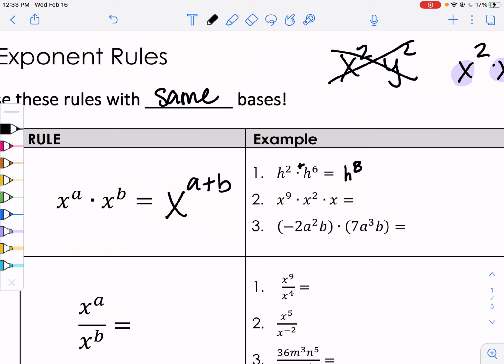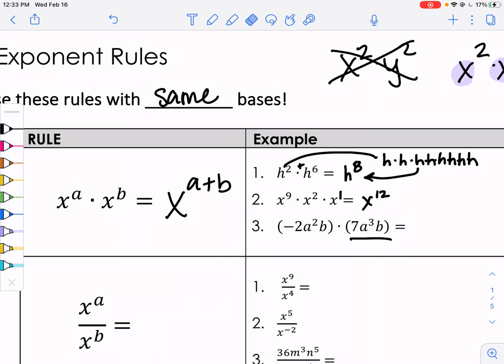If you really wanted to spell it out, you could write h times h and then 6 more of them, all being multiplied together, and we would have h to the 8th power. We add each of these exponents. So x to the 9th times x squared times x to the 1 would be x to the 12th power, 9 plus 2 plus 1. The same thing can happen even when it's in parentheses.